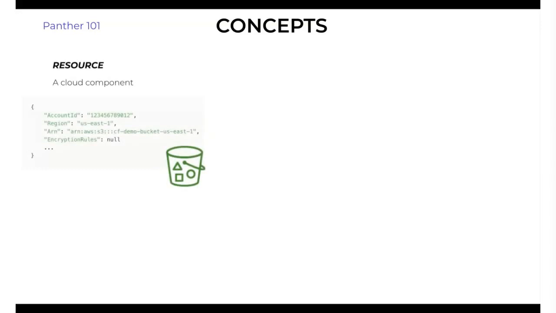So let's review some concepts to understand how all of this works together. The first one is a resource, which is a cloud component like a virtual machine, an IAM user, an EC2 instance, or in this specific use case, I'm using an S3 bucket. Panther scans all these resources and then models them as JSON objects, which you can see right here.